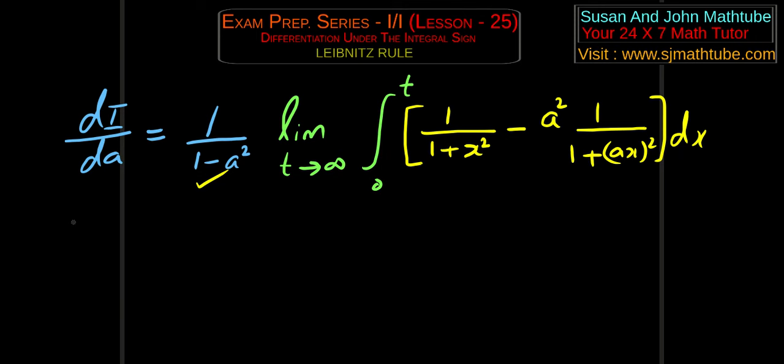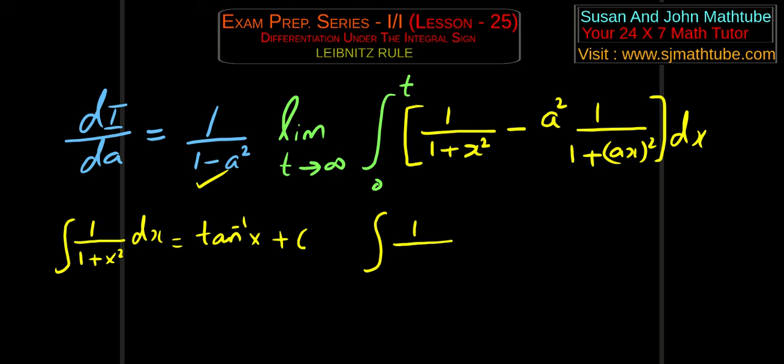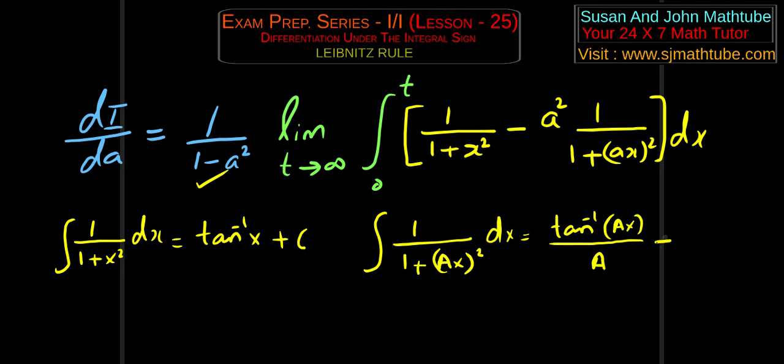So the first thing, integral 1 by 1 plus x square. I'm sure you remember the derivative of tan inverse x is 1 by 1 plus x square. So integral 1 by 1 plus x square will be tan inverse x plus c. So what about integral 1 by 1 plus ax the whole square? It's very simple. Tan inverse ax the whole divided by a plus c.